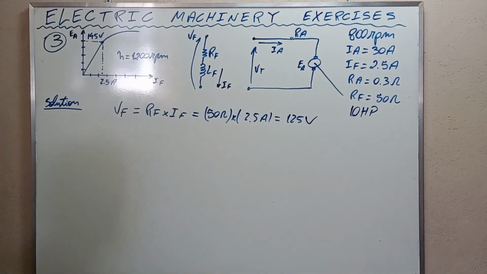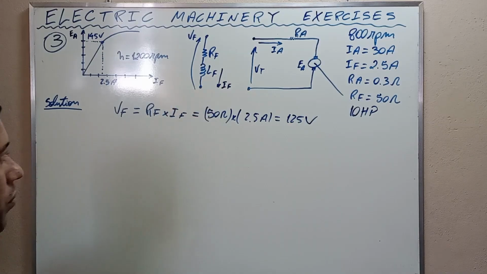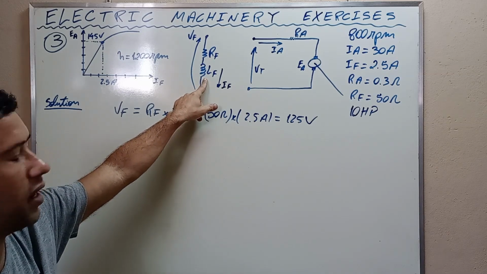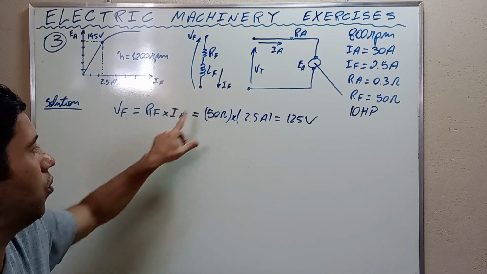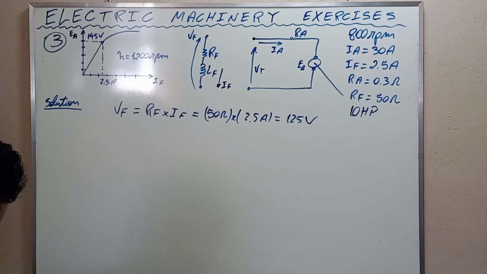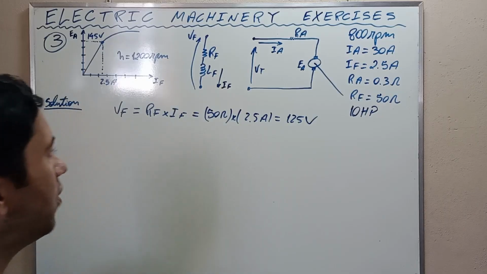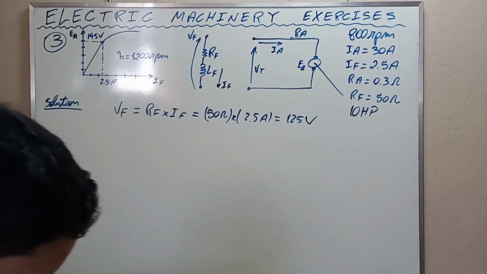Okay, why did I only use the resistance? Why did I not use the inductance? Because inductances in steady state behave as short circuits. Okay, then we are considering this inductance here as a short circuit, and we are only considering for the calculation the resistance. Alright, so it is possible to calculate the voltage of the field producing branch using the resistance RF and the current IF, and this is what we did.